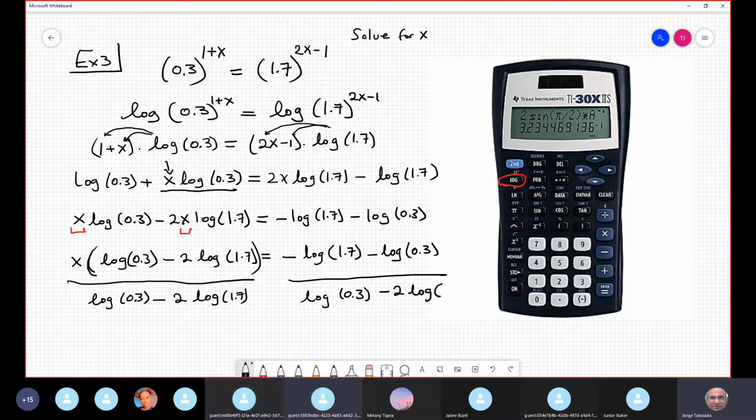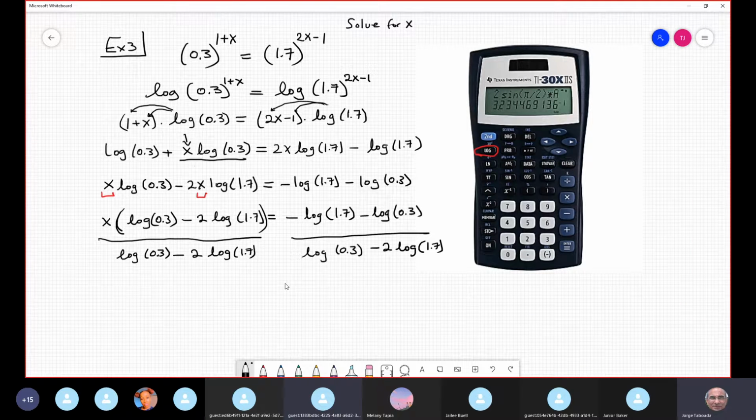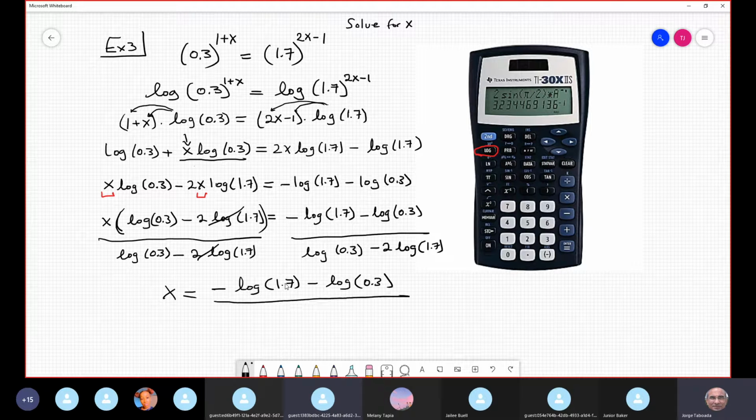Sorry, guys, I know it's too long, but it's important. Now it's obvious that that part cancels out. It's gone, and x is alone. And x alone is minus log 1.7 minus log 0.3 divided by log 0.3 minus 2 times log of 1.7.